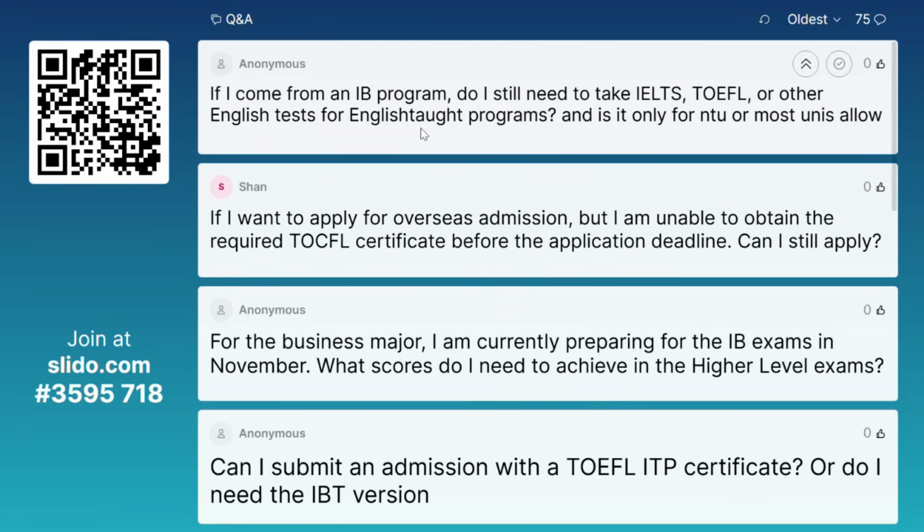So the next question is, if I come from an IB program, do I still need to take IELTS, TOEFL, or other English tests for an English top program? And is it only for NTU or do most unis allow this? Okay, so if you apply for an English top program, and your high school IB program is conducted in English, then you will have to ask your high school to issue a certificate stating all the courses are conducted in English, and then you don't have to take the IELTS or TOEFL. As for other universities, we cannot answer for that because you have to check with them.